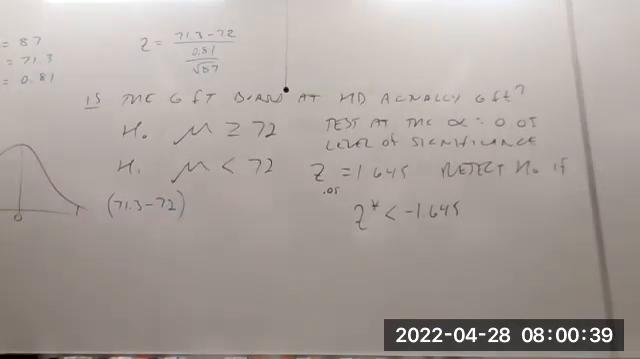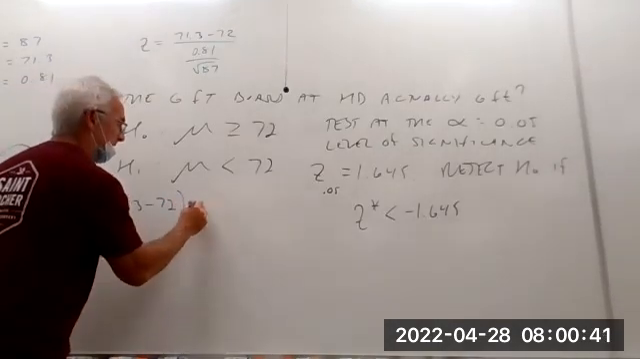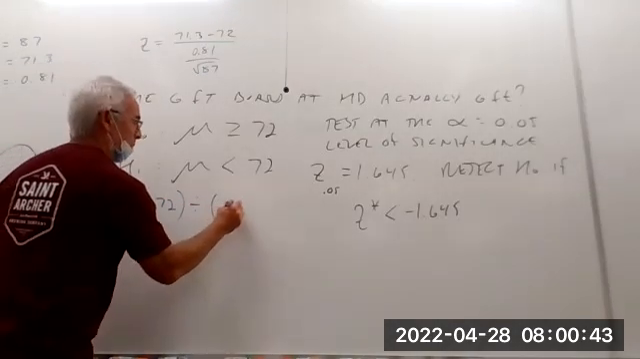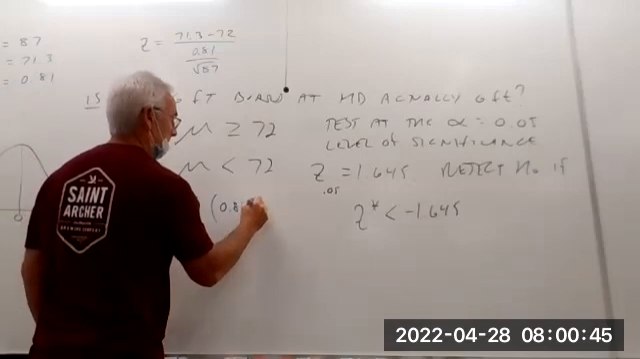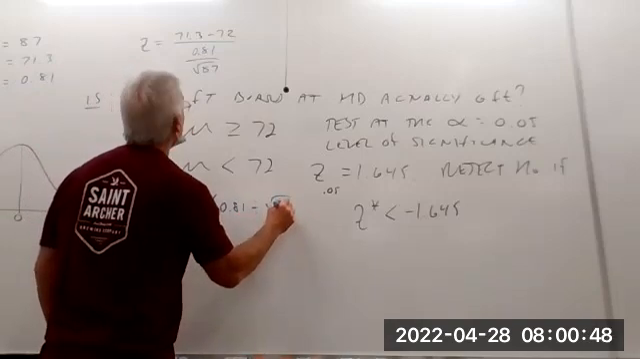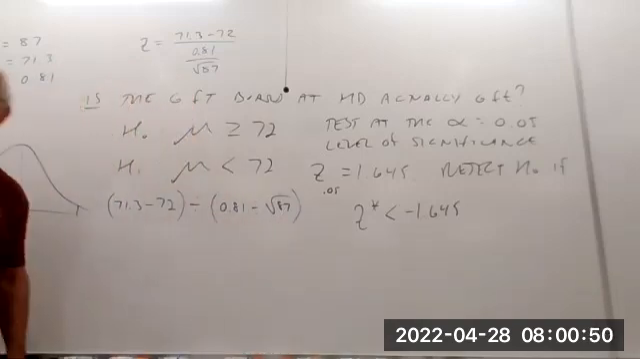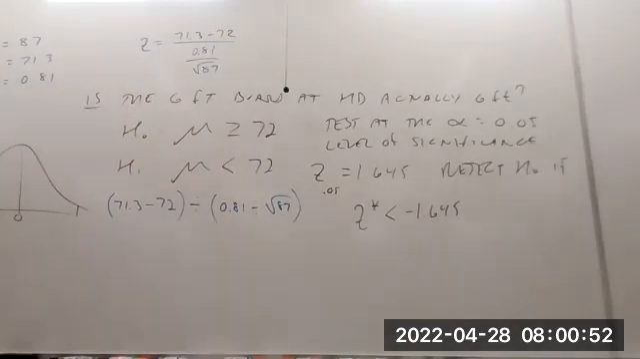Now your numerator is done. Divided by 0.81 divided by the square root of 87, close. Now your denominator is done. But if I don't use parentheses, my calculator is going to do something different, because I won't actually be doing that. So let's all do that.